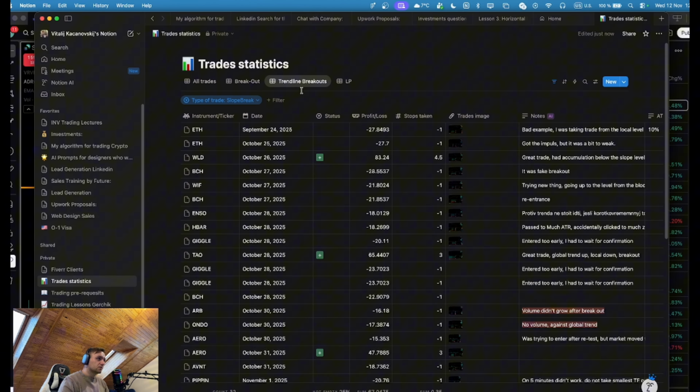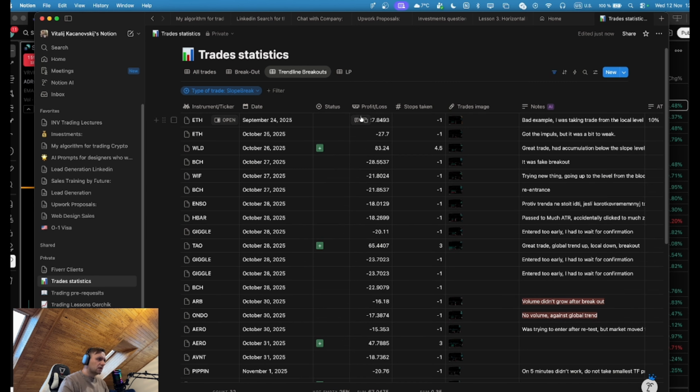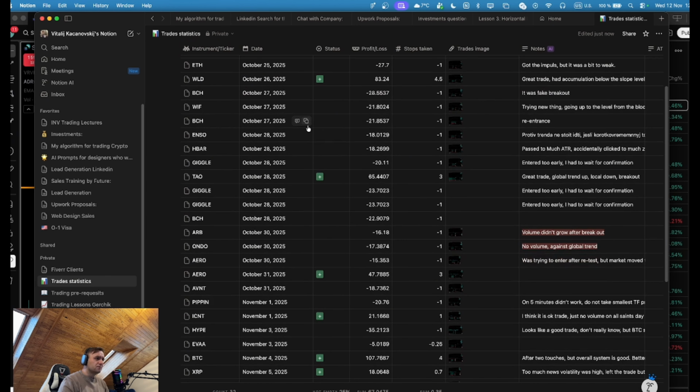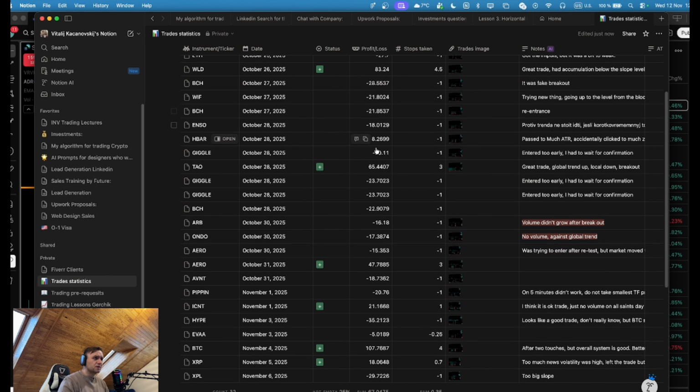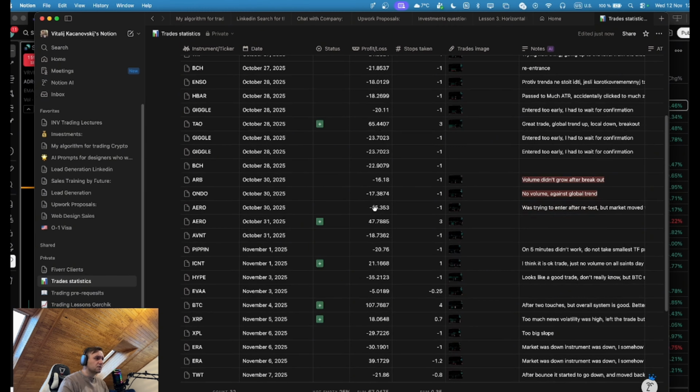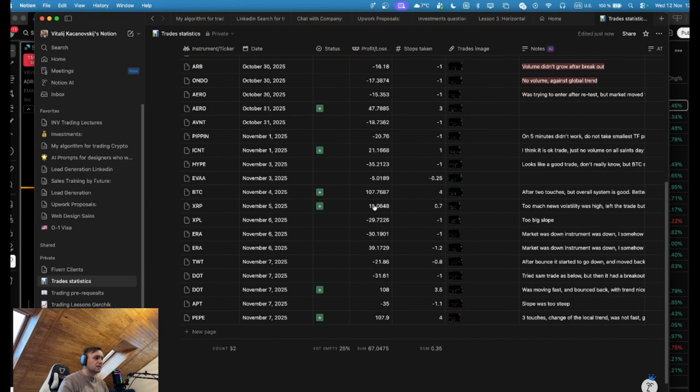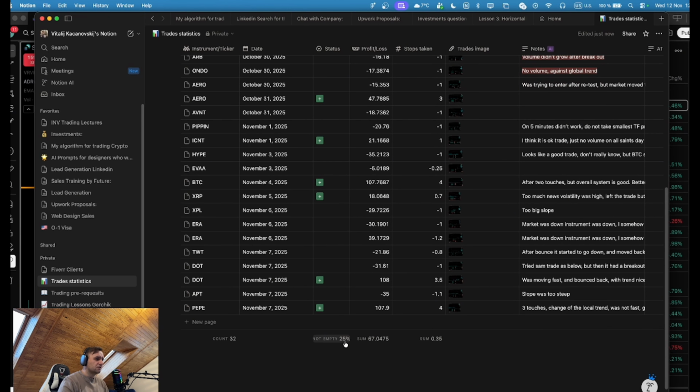For example, trend line breakouts in my statistics are much worse. You see, I have multiple not profitable trades, much more minuses than pluses. And in the end, I have only 25% of profitable trades, and I'm still profitable because I trade 4 to 1 most of the time. Sometimes it's 3.5, sometimes it's 3, but most of the time it's 4 profits. And that makes me profitable even with 25%.